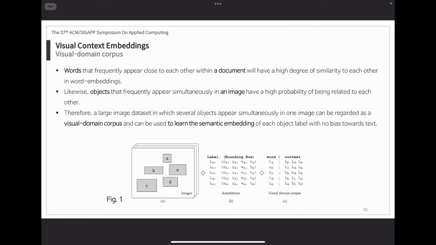Words that frequently appear close to each other within a document will have a high degree of similarity to each other in word embeddings. Likewise, objects that frequently appear simultaneously in an image have a high probability of being related to each other. Therefore, a large data set in which several objects appear simultaneously in one image can be regarded as a visual domain corpus and can be used to learn the embedding of each object label with no bias toward text.